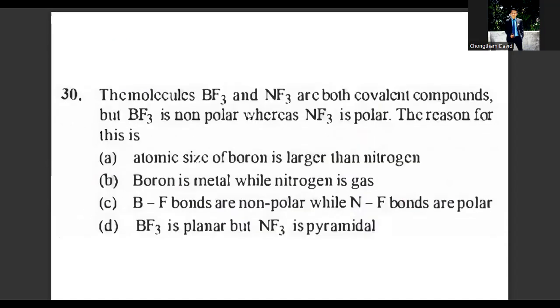The molecules BF3 and NF3 are both covalent, but BF3 is not polar, whereas NF3 is polar. The reason is the shape of BF3 is trigonal planar, FBF, and the dipole moment is symmetrical, so mu equals 0, hence it is non-polar. And the shape of NF3 is pyramidal, and hence it is polar in nature. So the answer for question number 30 would be D.